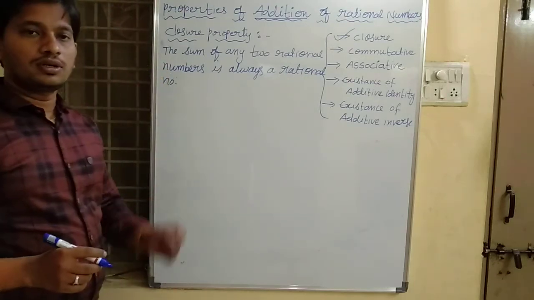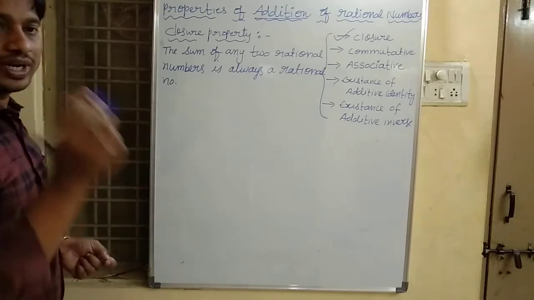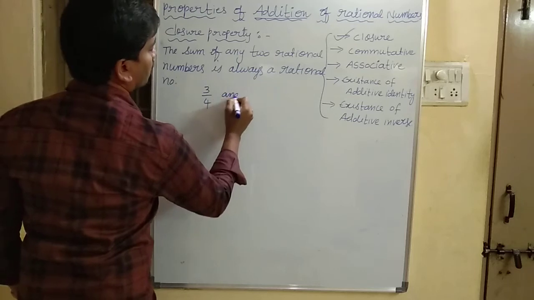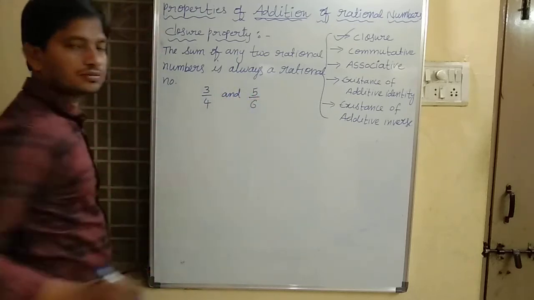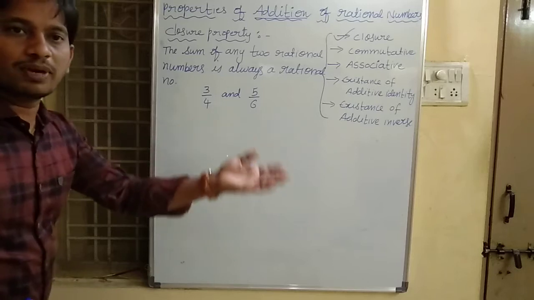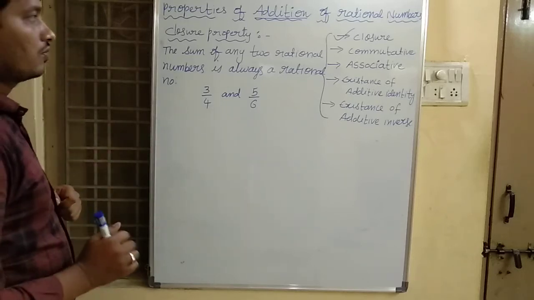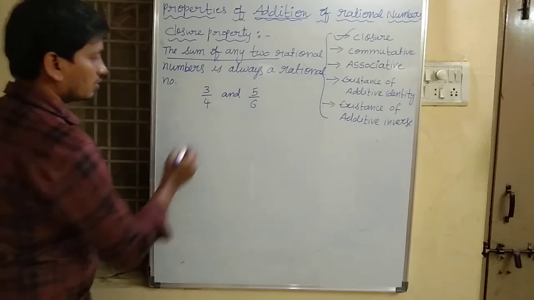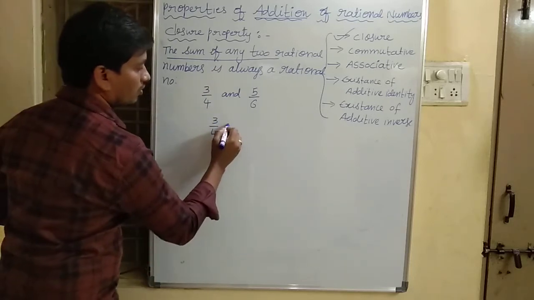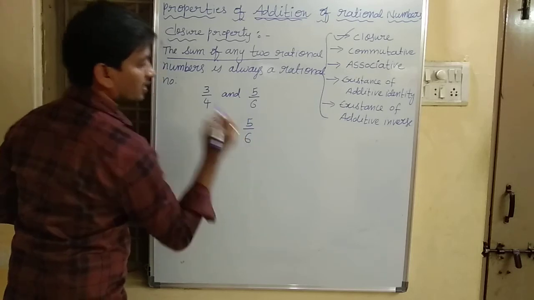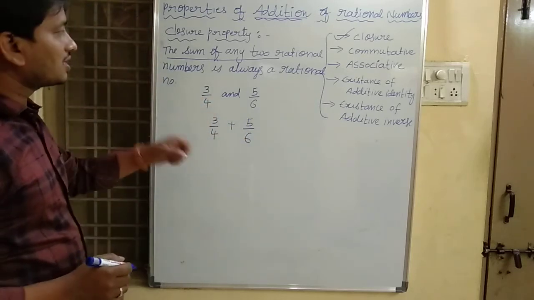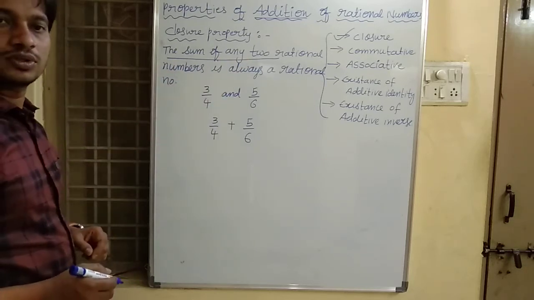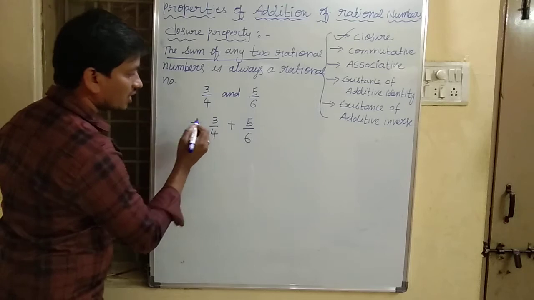Suppose we consider two rational numbers 3/4 and 5/6. What is the sum of these two rational numbers, 3/4 plus 5/6? So what is the result? The sum of any two rational numbers is always a rational number. Okay, let me add these two rational numbers.